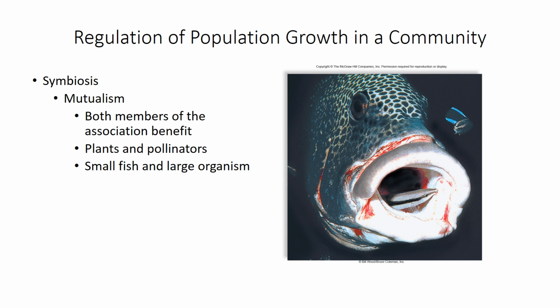And then mutualism, that's where both species benefit. Like they both help each other. For instance, plants and pollinators, like bees or birds or even humans, can help spread pollen around. Okay. And that benefits plants because it helps them reproduce.